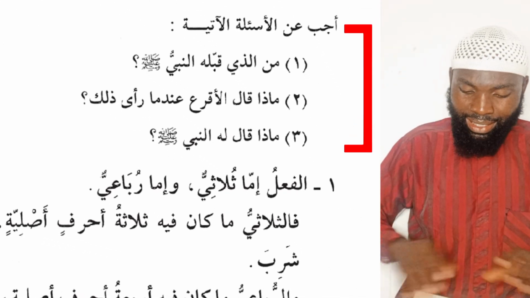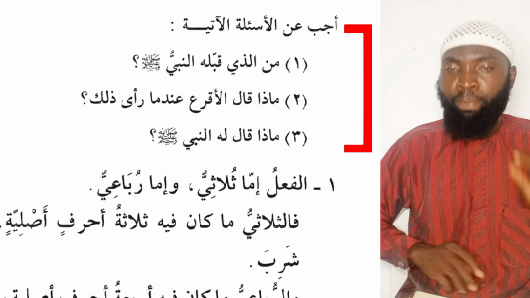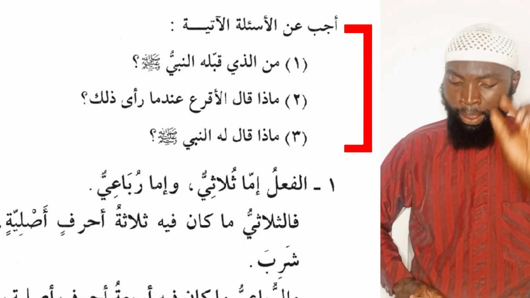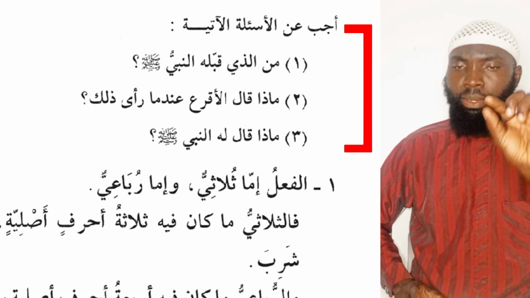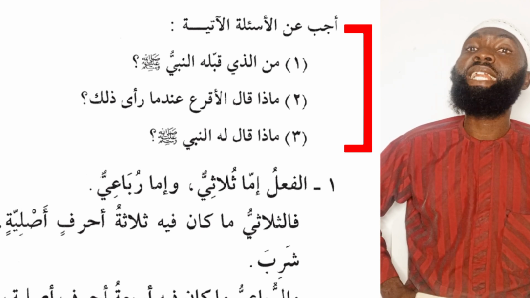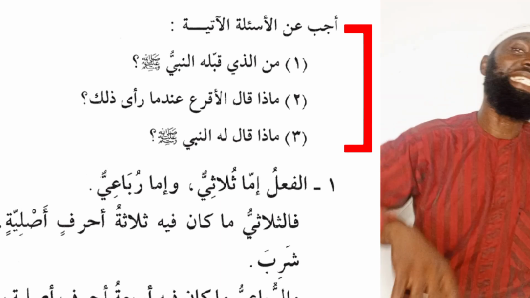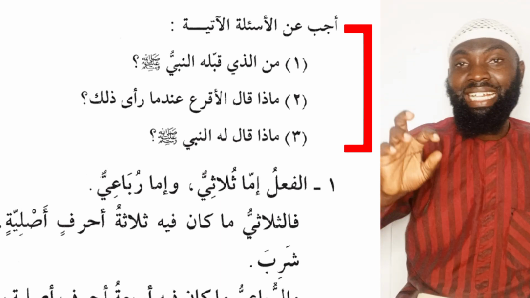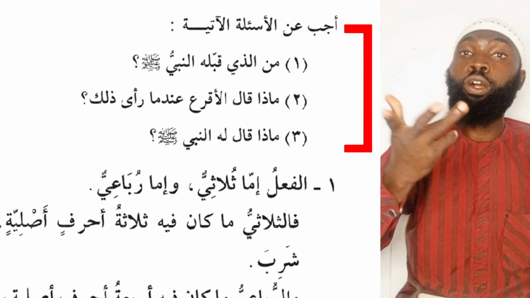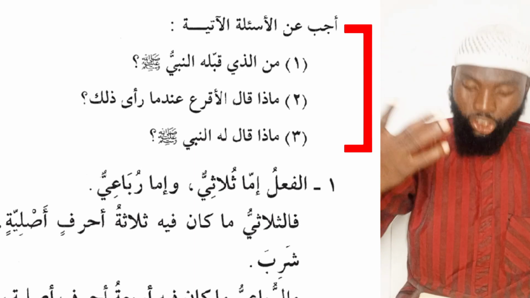Tamarin, here we have exercises. Number 1 says, Ajib anil as'ilatil atiya. Answer these following questions. Number 1, Man alladhi qabbalahu an-nabiy sallallahu? Who did the Prophet sallallahu kiss? We say, Qabbala an-nabiy al-Hasan ibn Ali. The Prophet sallallahu kissed Al-Hasan, son of Ali. He kissed him because he's his grandson, to show compassion, love, and affection.